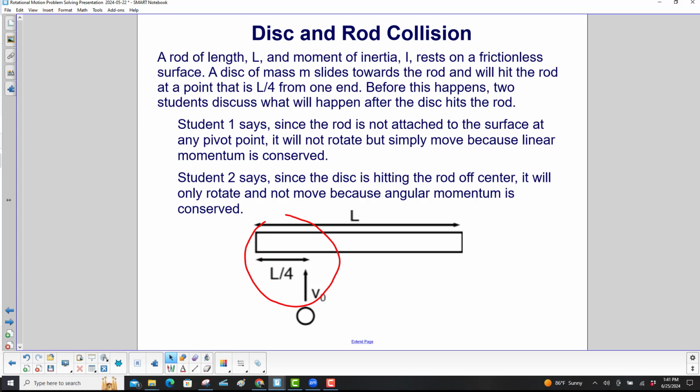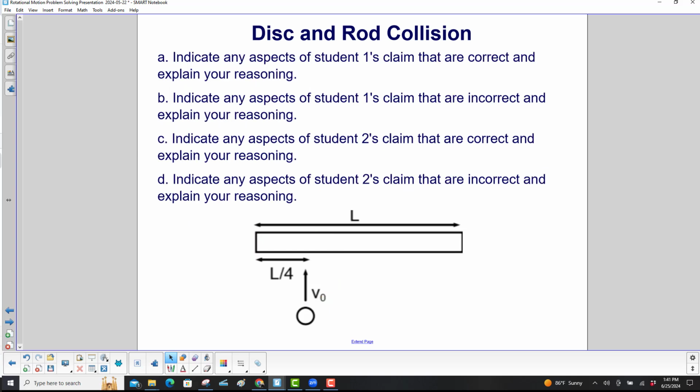Student 1 says, since the rod is not attached to the surface at any pivot point, it will not rotate but simply move because linear momentum is conserved. Student 2 says, since the disk is hitting the rod off-center, it will only rotate and not move because angular momentum is conserved. A. Indicate any aspects of Student 1's claim that are correct and explain your reasoning.